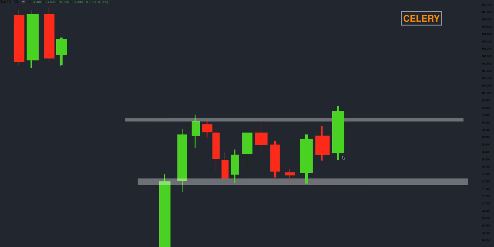The next setup and playbook position that I take is called a celery play. What the celery play represents is more confirmation that the candle is going to move in that direction in which you're guessing, pretty much, because this is a guessing game, but probability suggests that the candle is going to move in that direction.